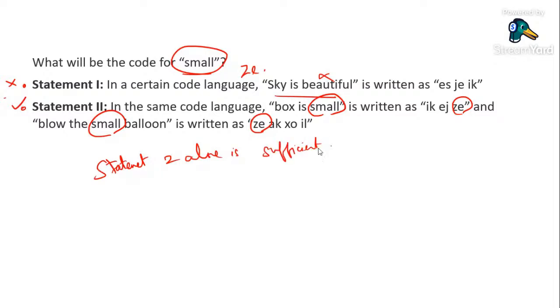Why do you want this? Do you want this? Nothing. Just immaterial. Not for small, right? What is small is given in the second statement. Second statement is having two.